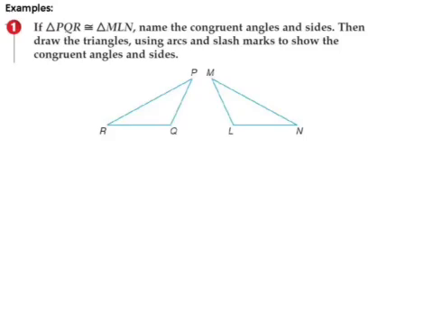Let's explore this first example to gain better understanding. This example states, if triangle PQR is congruent to triangle MLN, let's name the congruent angles and sides. Then draw the triangles using arcs and slashes to show the congruent angles and sides.